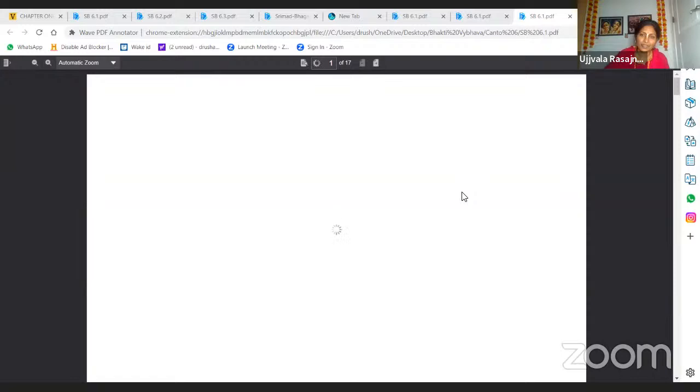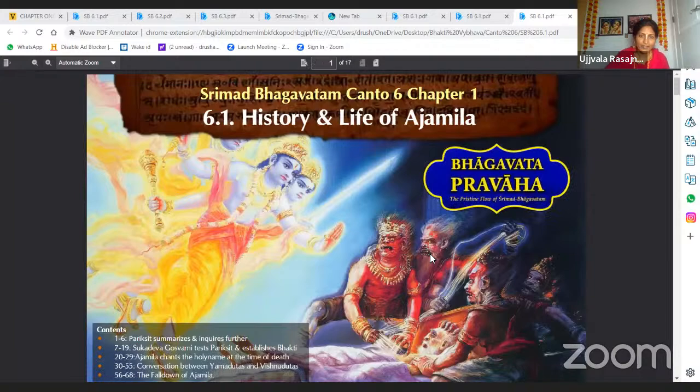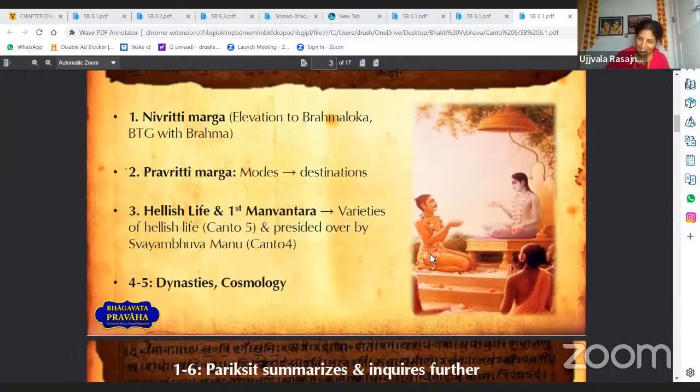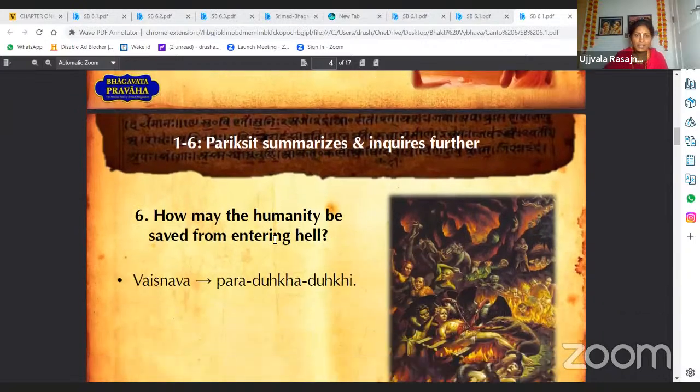There is our Parikshit Maharaj and Sukadeva Goswami. We want to be with them. This is the history of Ujjvala. Yes, we are with them. That's Parikshit Maharaj, Sukadeva Goswami. So he's saying, Nivritti Marga, Pravritti Marga, you have explained it all.